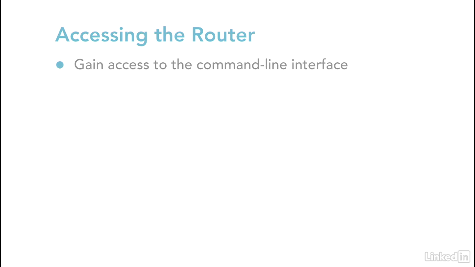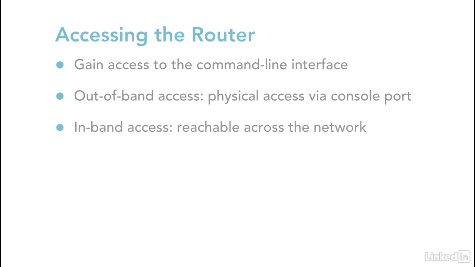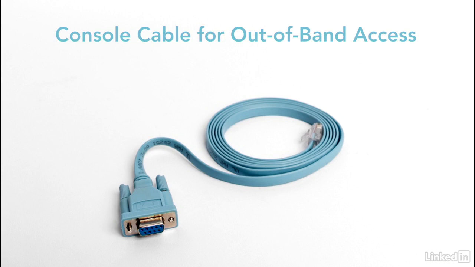In order to get connectivity, you really have two choices for accessing the command line. You can either do that out of band, which requires physical access to the router through the console port, or you can do it in band. But in band requires that the router is already set up, it's already been given an IP address, and that you can reach it across the network. So since this is a brand new router out of the box, we have to access this router through an out-of-band connection.